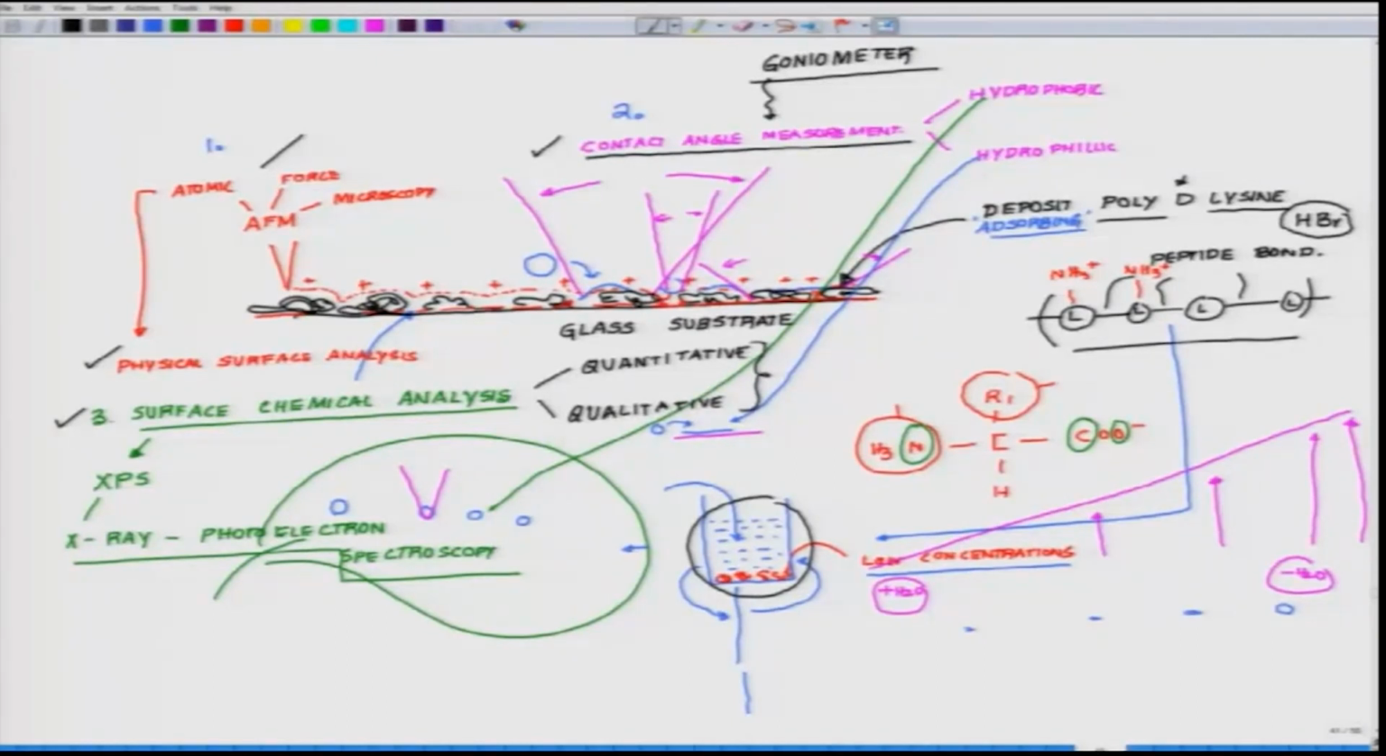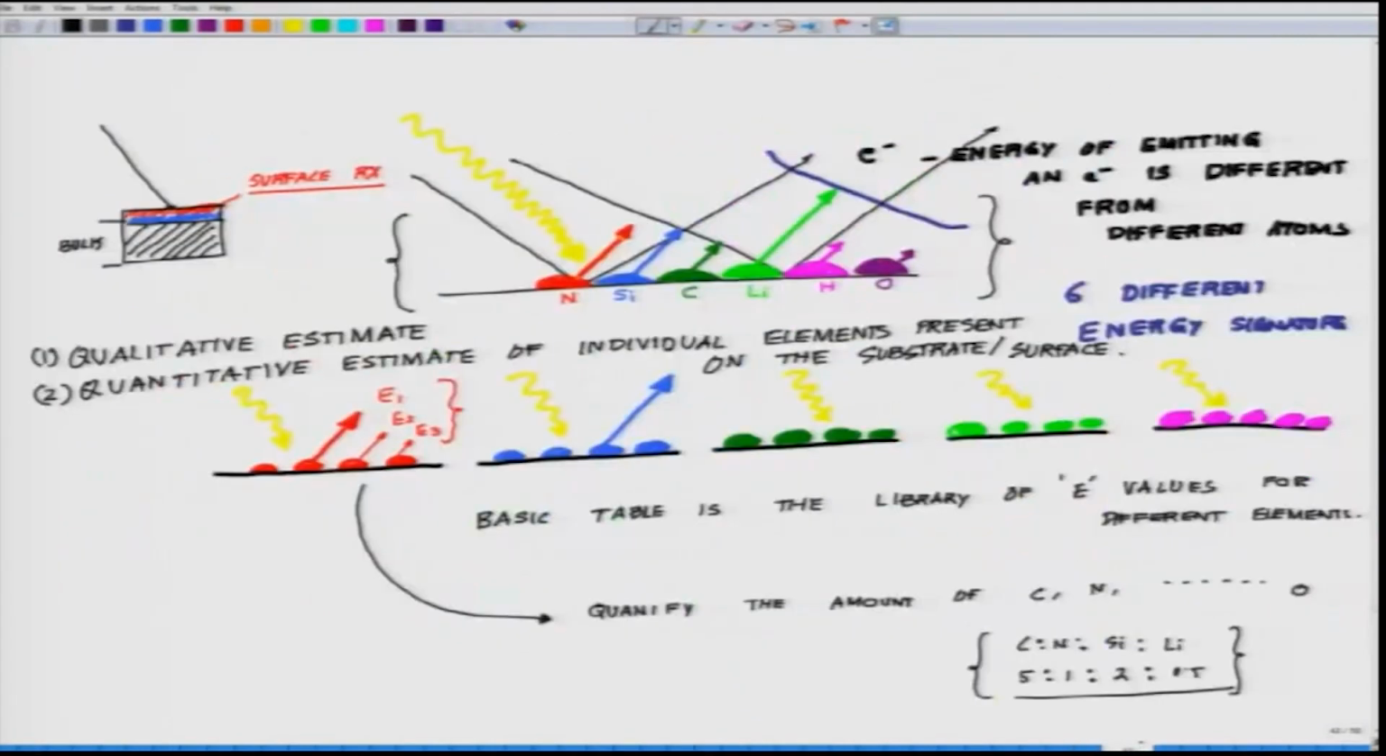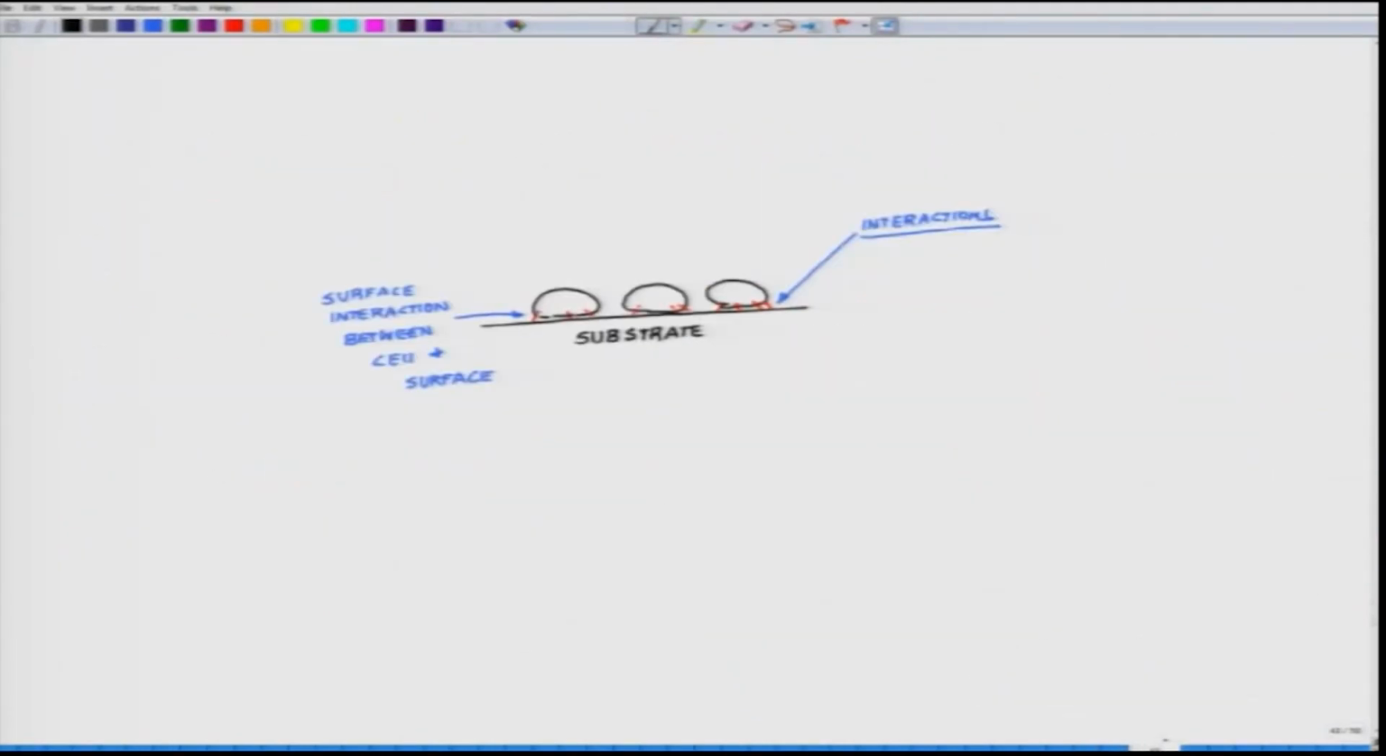Once you have done this with one substrate, the next thing is you have to take this. Say for example, I have 4 different concentrations of poly D lysine: PLD1, PLD2, PLD3, PLD4. Now comes the next set of experiments, the real-life ones, where you have to put the cells on them along with the medium.